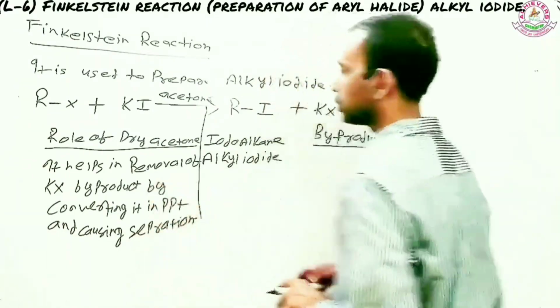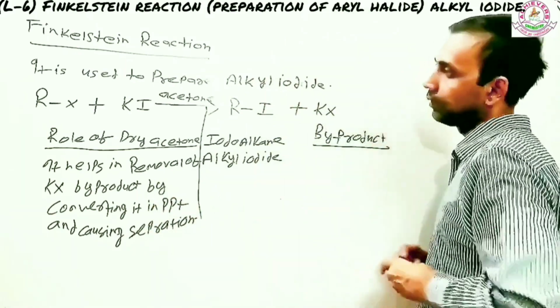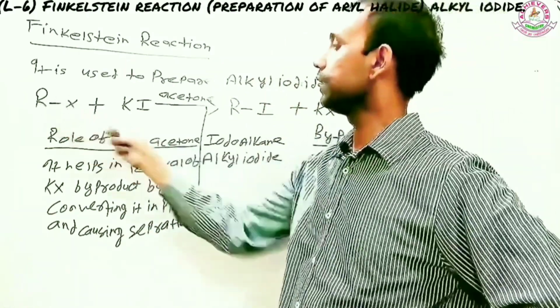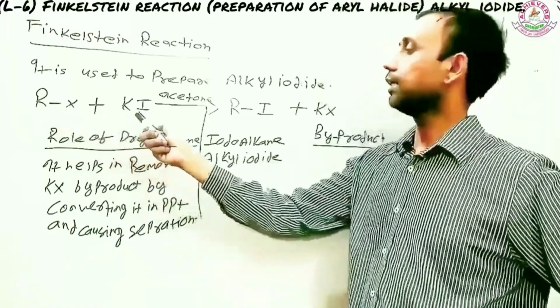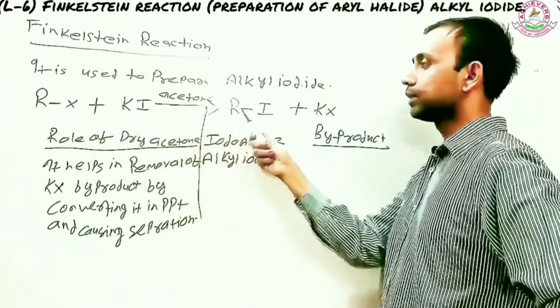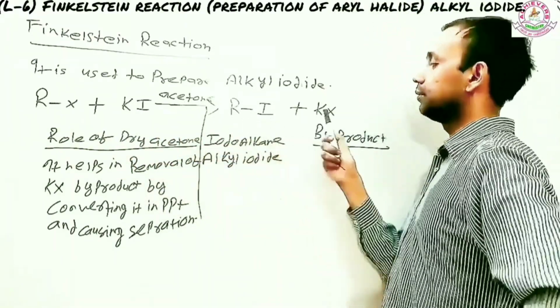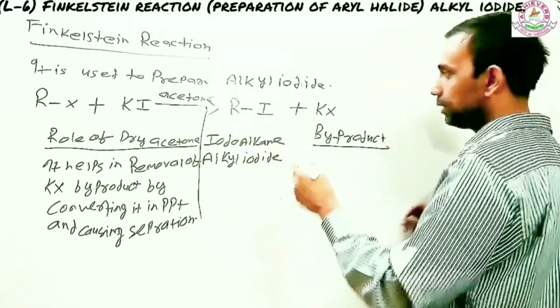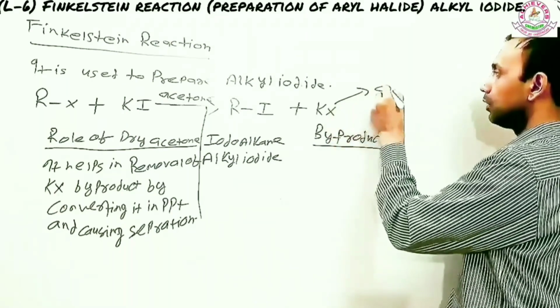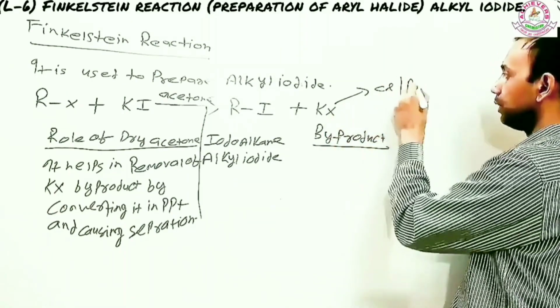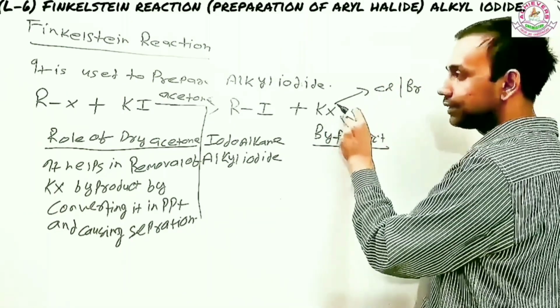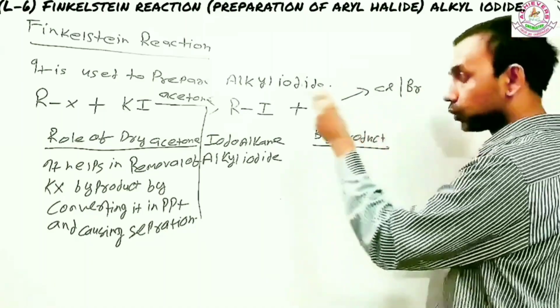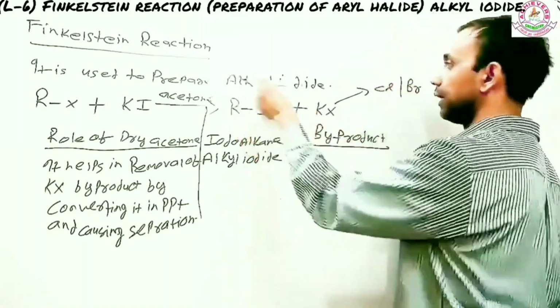Okay, we are up to the end of this topic. Let's talk again. When alkyl halide is treated with potassium iodide in presence of acetone, it forms alkyl iodide. And another byproduct is here, KX. What can X be here? X is either chlorine or bromine. So this method is only applicable to prepare alkyl iodide.